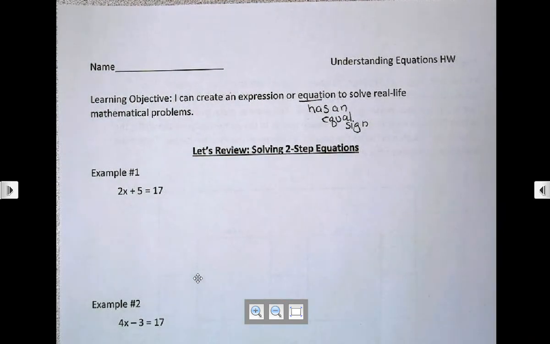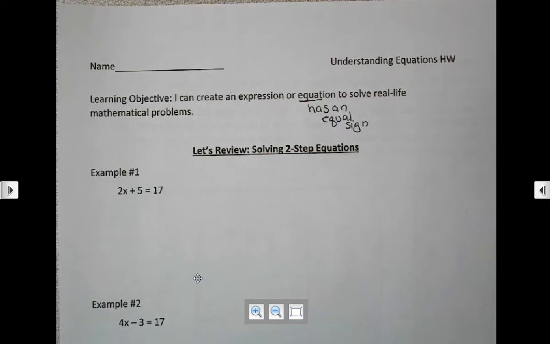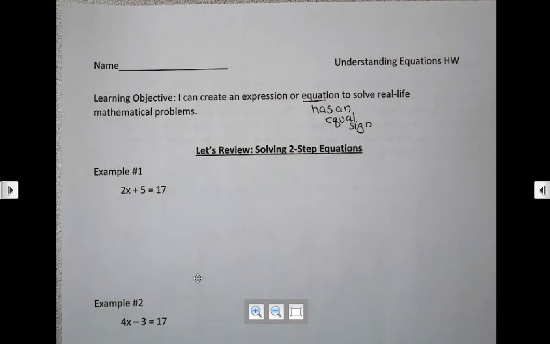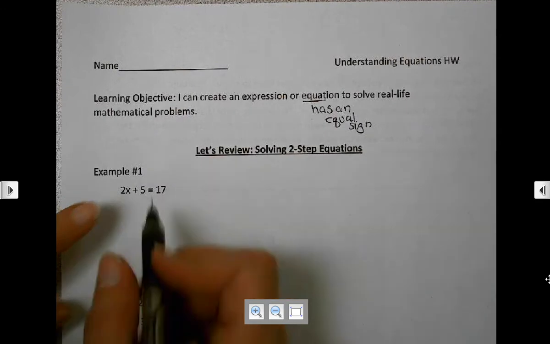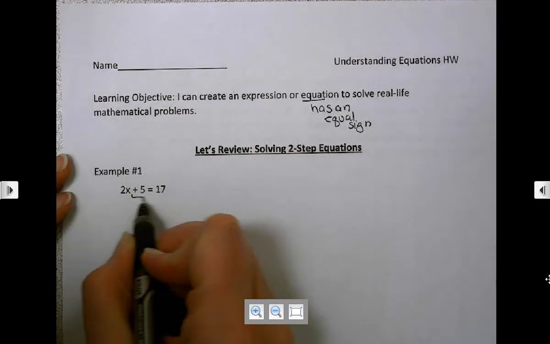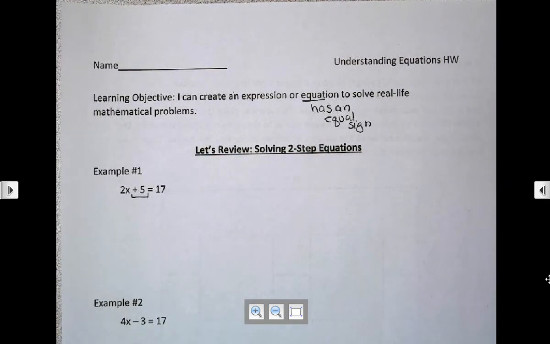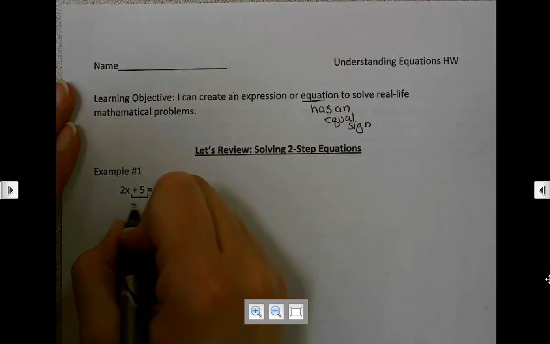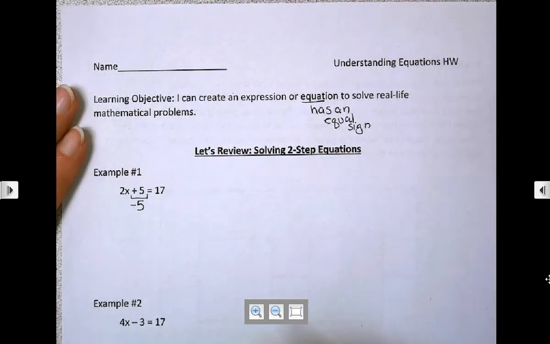Before we start solving real-life math problems, I want to take a moment and review two-step equations. The first example that we have is 2x plus 5 equals 17. Now, when we solve these problems, we want to remember to use the inverse operation or the opposite operation. So if we take a look, the first thing we're going to focus on is the plus 5. Now, the opposite or the inverse of plus 5 or adding 5 is subtracting 5. So we are going to subtract 5 from the right.